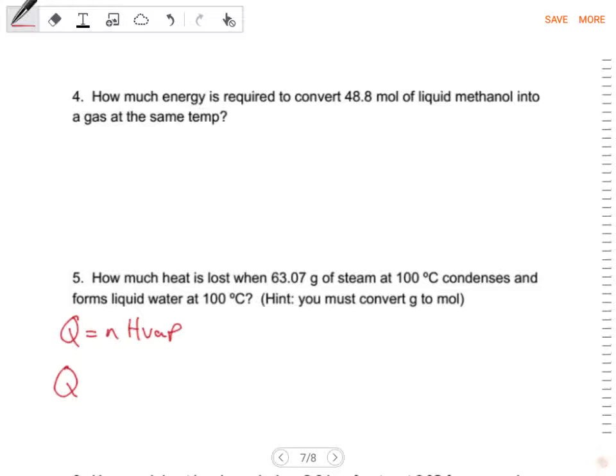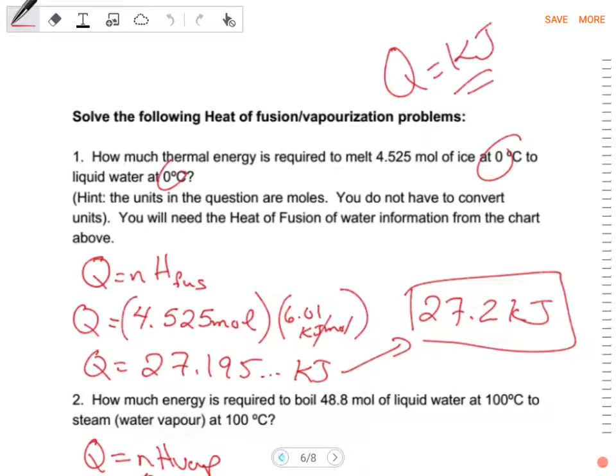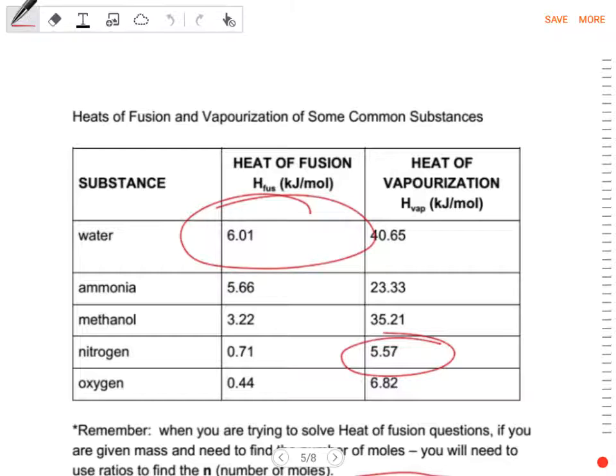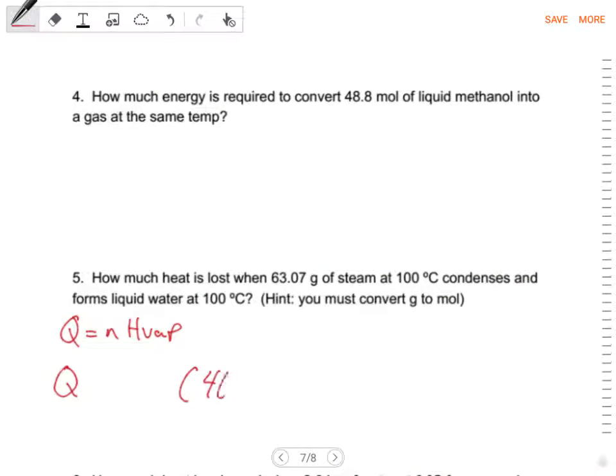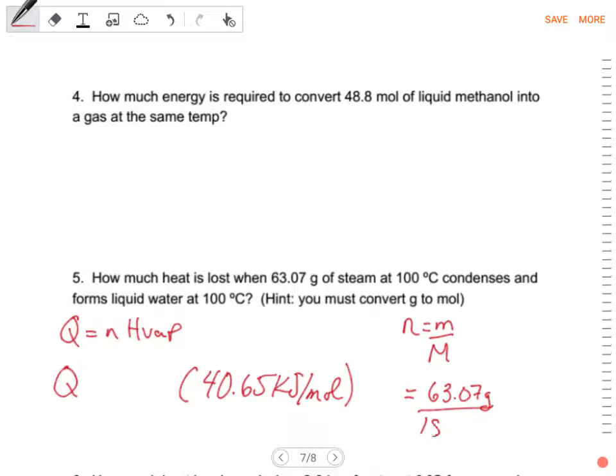We do have steam condensing into water, so we'll go back to our table first. This time it's vaporization, so it'll be 40.65 kilojoules per mole. Problem being, we don't have our moles, so we've got to do that whole little trick over there. Remember, moles is mass divided by molar mass. Our mass is 63.07 grams. Divide by the molar mass of water, 18.02 grams per mole.